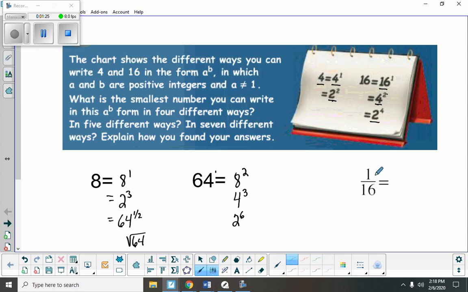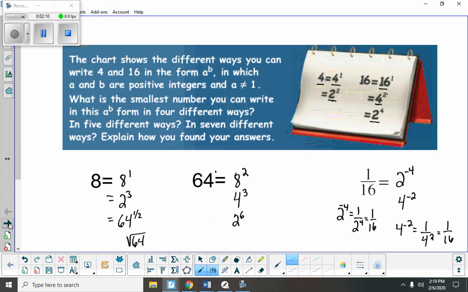And then 1/16. Now, if we look at 16, 16 can be written with a base of 2, right? Because 2 to the fourth is 16. So if we write 2 to the negative 4, that would be equal to 1/16. Because remember, 2 to the negative 4 is equal to 1 over 2 to the positive 4, which would be 1 over 16. Or we could write it as 4, and then 4 squared is 16, so it would be 4 to the negative 2. Because again, 4 to the negative 2 equals 1 over 4 to the positive 2, which is 1/16.